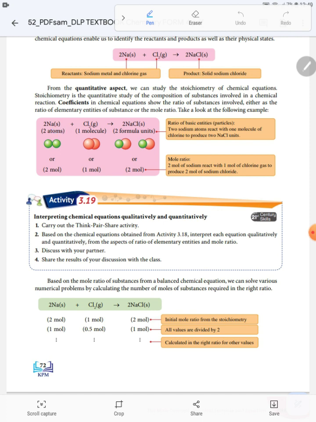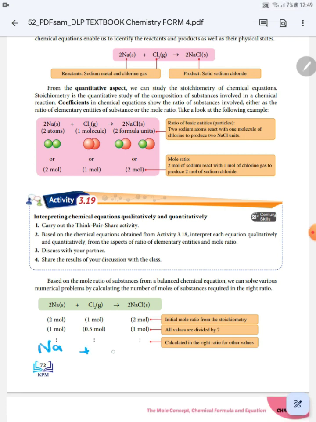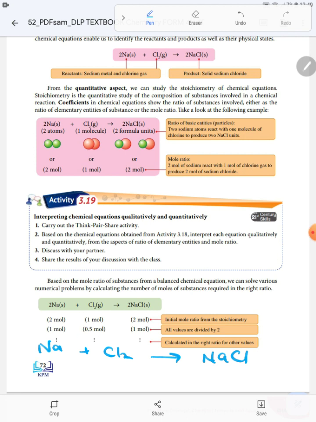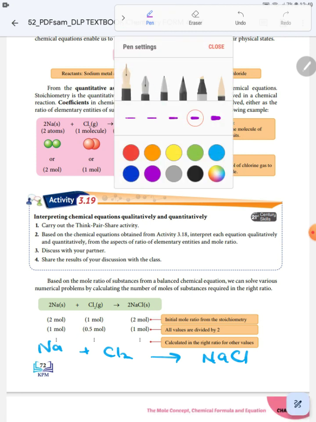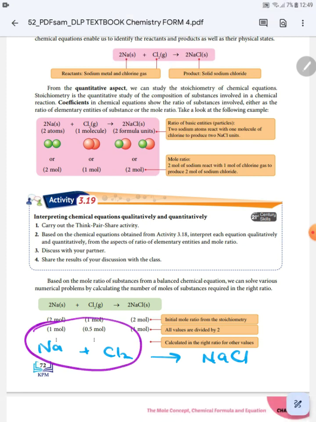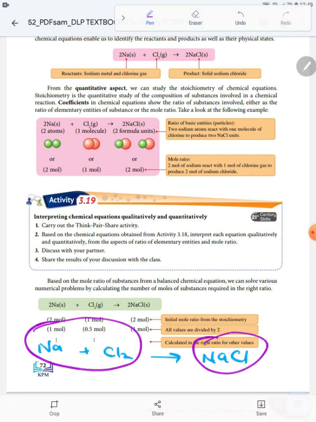Ini example. Example given is sodium react with chlorine, produce NaCl. Dekat sini, ini adalah bahagian reactant. Kita panggil dia bahagian reactant, iaitu bahagian bahan tindak balas, and this side is known as product side. Sekali lagi cikgu ulang, you kena ingat bahawa number of atom in product side must balance with number of atom in reactant side.